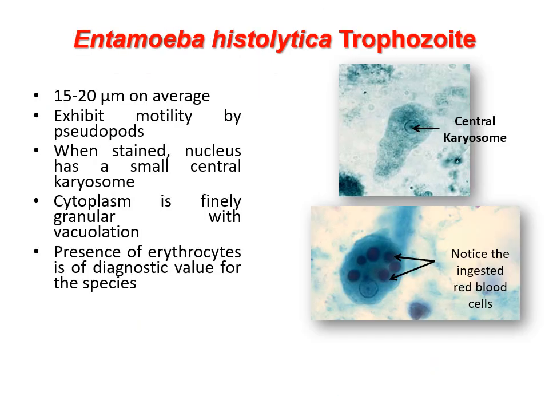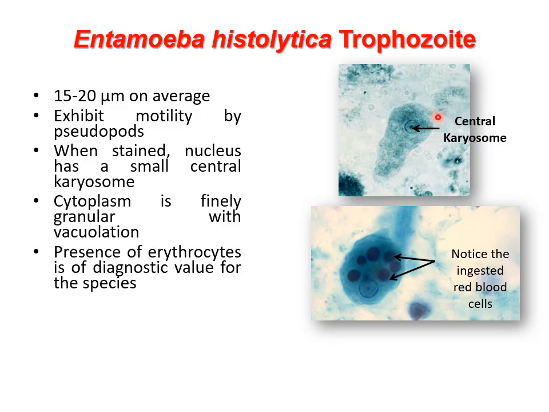As I mentioned on the previous slide, the two life cycle stages of Entamoeba histolytica are the trophozoites and the cyst. Let us start with the properties of the trophozoites, knowing that trophozoites are the replicative stages of the parasite that are responsible for the symptoms of the disease.